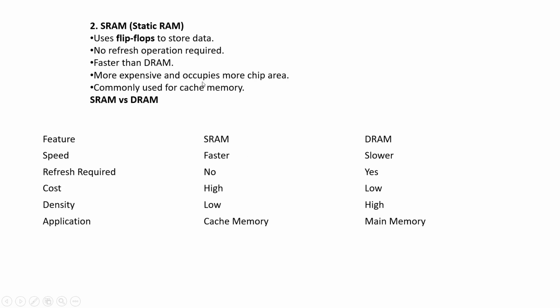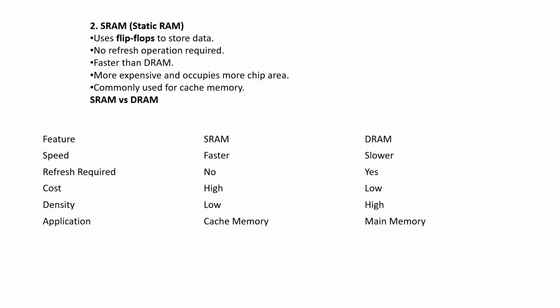In SRAM, static RAM uses flip-flops to store data. No refresh operation is required. As DRAM requires a refresh operation, SRAM does not, and it is faster than dynamic RAM, but it is more expensive and occupies more chip area. It is commonly used in cache memory.